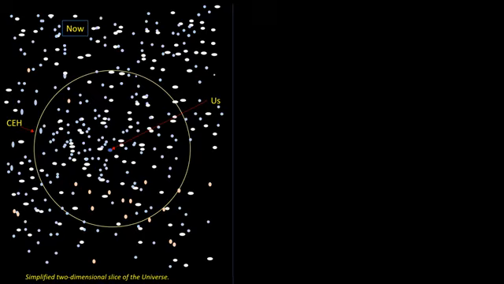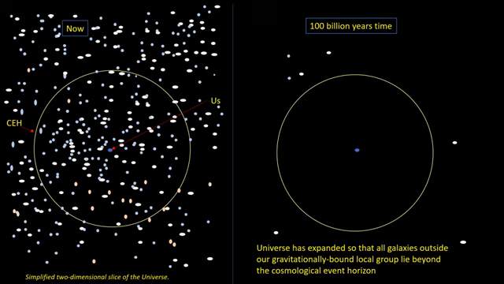Now let's imagine 100 billion years in the future. Then the observable universe would look like this. All the galaxies have moved out of the event horizon, which has remained the same at 17.8 billion light years away from us. So the observable universe, that's light emitted by galaxies now, is only our local group of galaxies. That's all we can see.